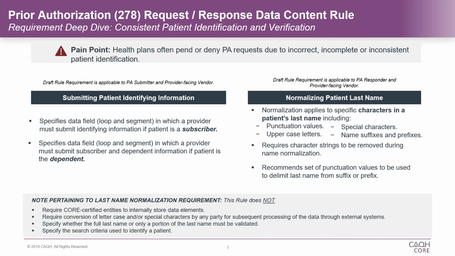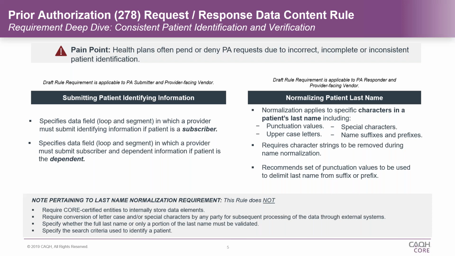We learned in our extensive environmental scan that health plans most often pend or deny a prior authorization request due to missing, incomplete, or inaccurate information submitted on the request, including patient identification. To encourage more consistent and accurate submission of patient information, this requirement specifies the data field in which a provider must submit identifying information if the patient is a subscriber, as well as the data field in which a provider must submit identifying information if the patient is a dependent.